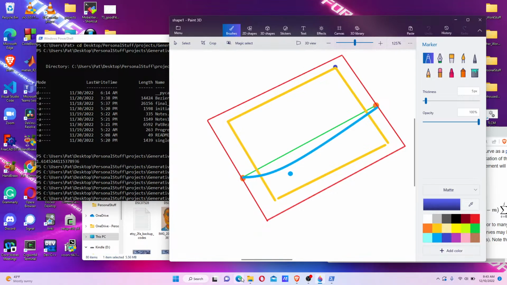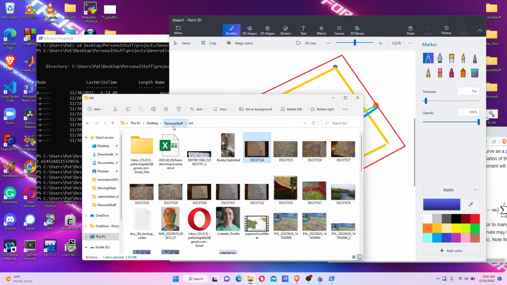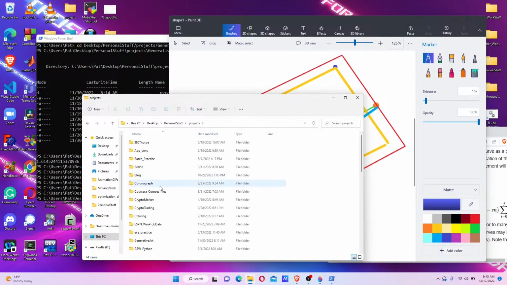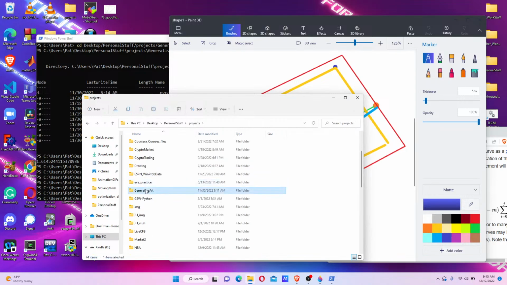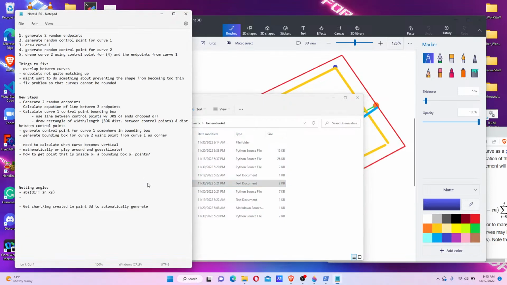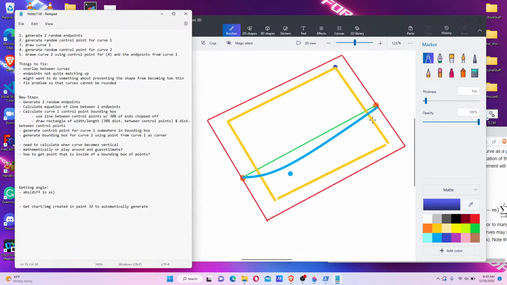So I think I've actually written this down in a notes file. If I go back into the generative art project, maybe here, I should just have one notes file. Okay, yeah, here are the steps. Generate 2 random endpoints, so that's what the orange points are. Those are the random endpoints. They could be anywhere in space. Then calculate the equation of a line between the endpoints, so that's this green line right here.